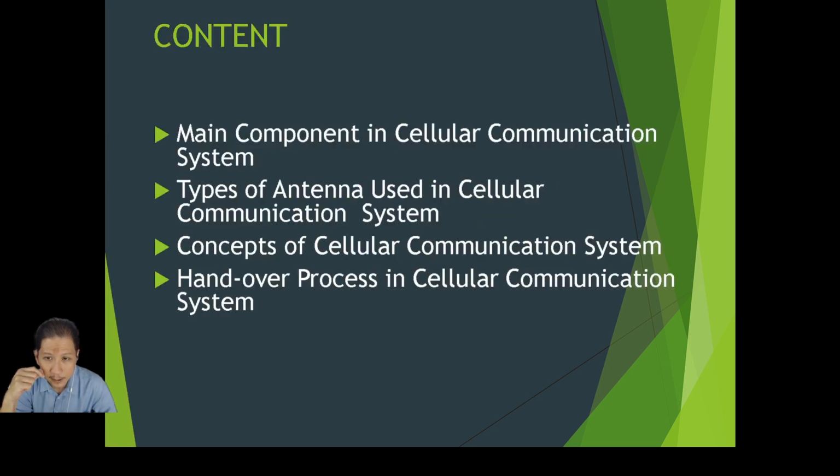And then for the content, we look into what is the main component of cellular communication system and several types of antenna used in cellular communication system. This one depends on the fundamental of the cellular communication system. If it is a tower, then they have several limitations. And then the concept of cellular communication system. This concept is very important. Okay, and then the handover process.